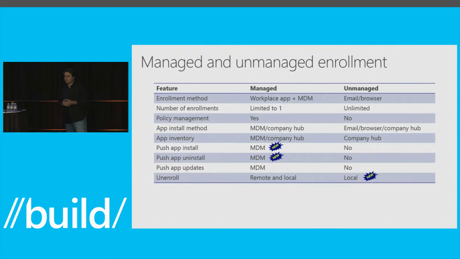There can only be one of those on a phone at a time, so there's no conflicting policies between different managed enrollments. Apps are installed and can be inventoried via the MDM server or via Company Hub, which I'll discuss in a few slides. Apps can be pushed to the device via the device management server. Apps can also be uninstalled. Those are kind of new features to Windows Phone 8.1, insofar as we prevented arbitrary numbers of applications from being pushed to the phone in Windows Phone 8, kind of limited just to one during the enrollment process.